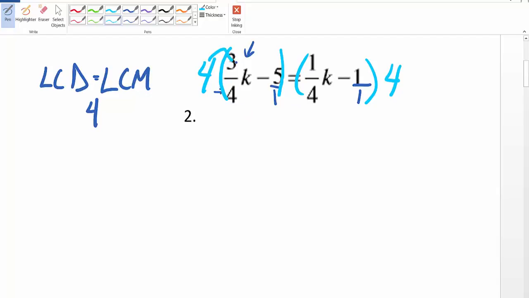So distributing our 4, we have 4 times 3 is 12/4k. And then when we distribute the 4 times the -5, we end up with -20/1. Remember, we just keep the denominators just as they are. And the reason why we keep the denominators, by the way, is when we're multiplying it by this LCD or LCM, 4 is the same thing as saying 4/1.